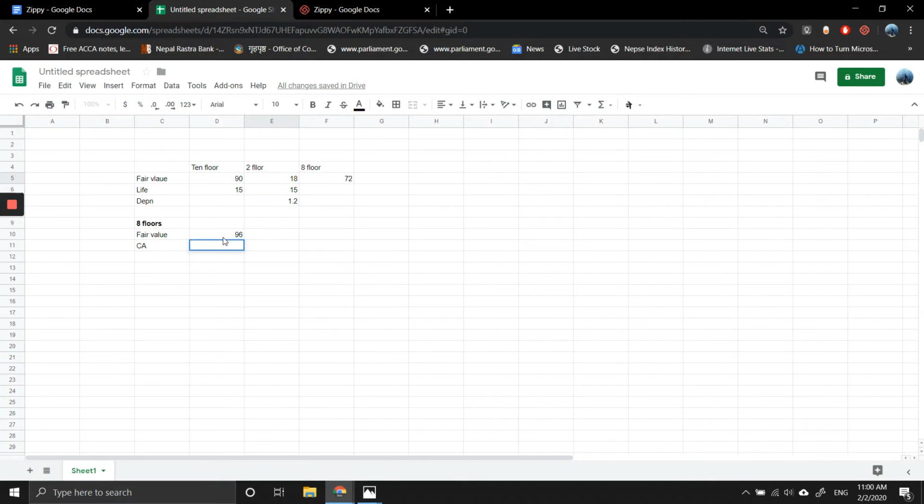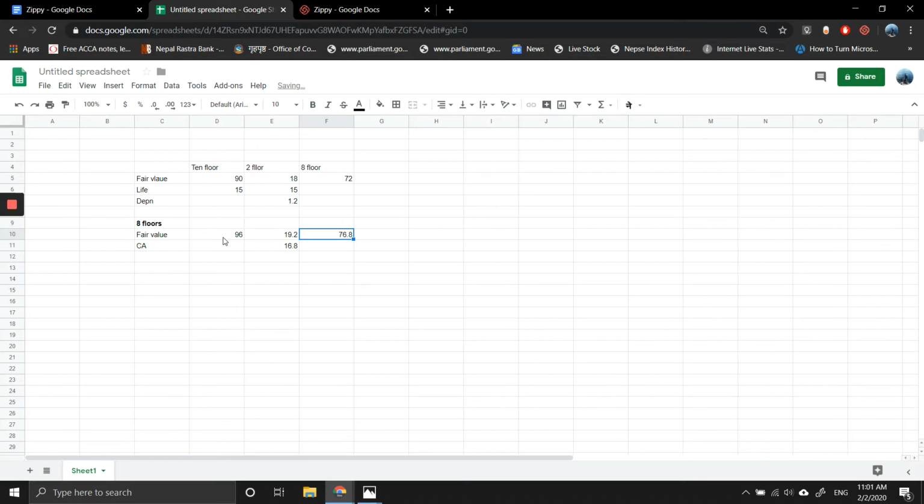What we need to do is that the carrying amount is 18 minus 1.2, right? In case of this, 96 has been taken, and then what we'll do is 96 into 0.2. So that's the fair value for the 2 floors, right? And then for the 8th floor it is this minus this.